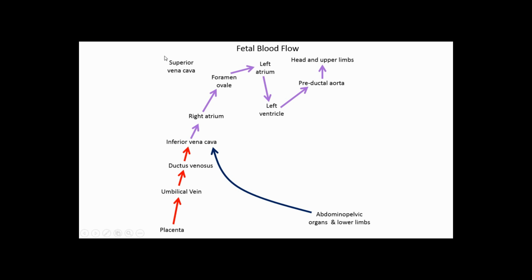Meanwhile, we also have blood coming from the head and upper limbs by means of the superior vena cava. That's also going to the right atrium. It can travel through the foramen ovale, but its tendency is to go to the right ventricle, and that poorly oxygenated blood is then pumped to the pulmonary trunk, which then goes to the lungs. You'll notice something. This arrow is small.